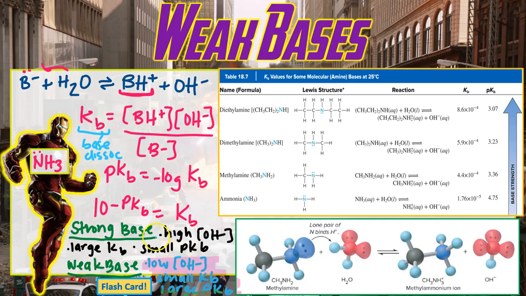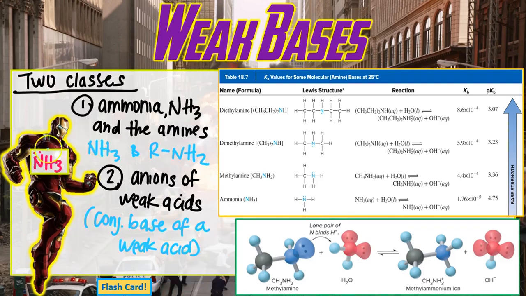And so we'll be able to see and go through both of those as we go along. First, let's focus on the first, which is going to be ammonia and amines. And then next, we'll get into our anions of weak acids. Okay, so the first class is going to be ammonia and the amines.